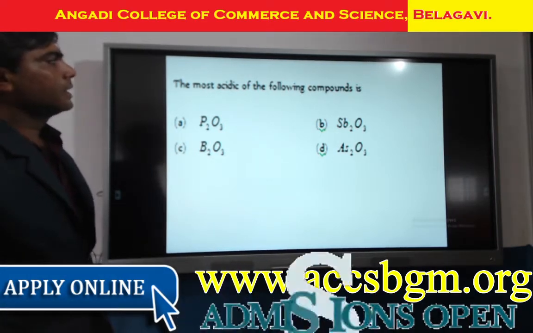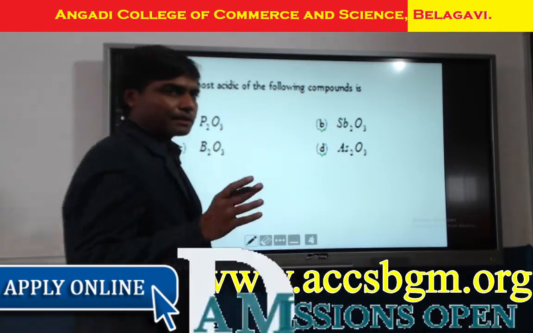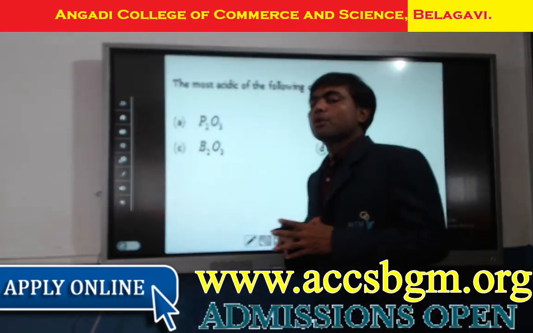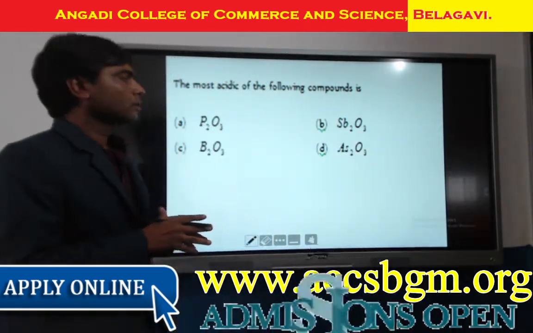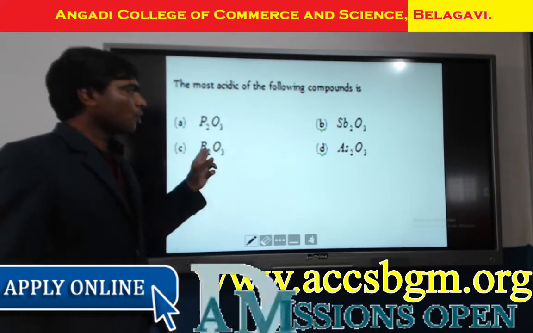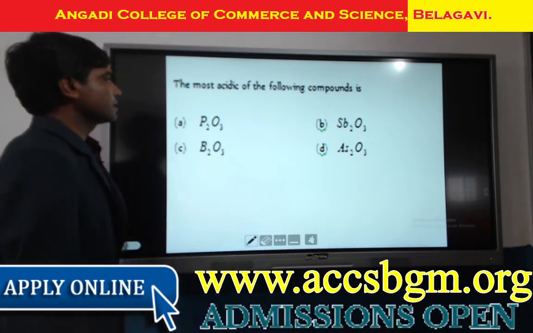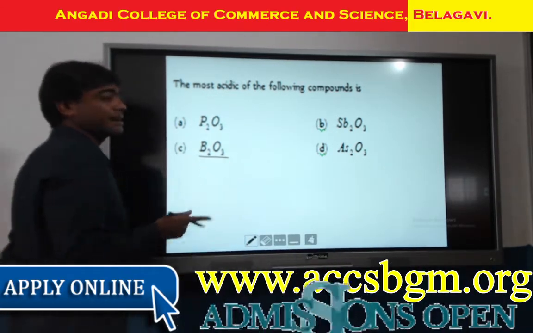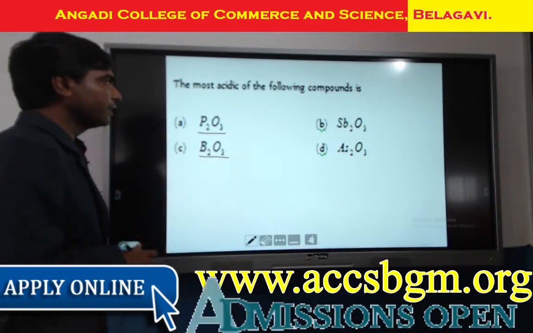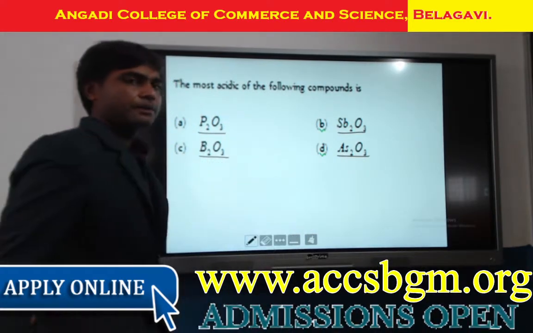Next question. The most acidic of the following compounds is? You should know acidic, basic and neutral oxides. All the non-metals of P block elements are acidic in nature. All the metals are basic in nature. But there are four options, and from these we should identify which one is most acidic. Boron trioxide is in the 13th group. Phosphorus trioxide is in the 15th group. Arsenic and antimony are again present in the 15th group.